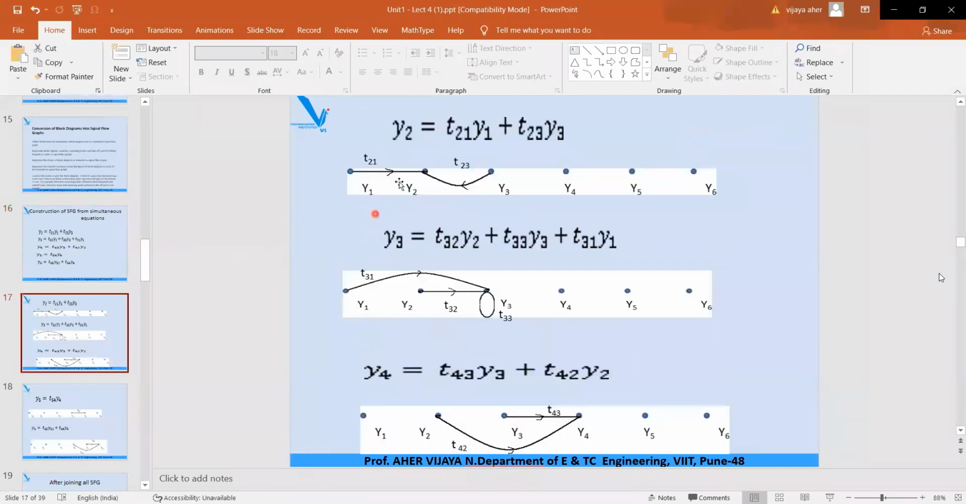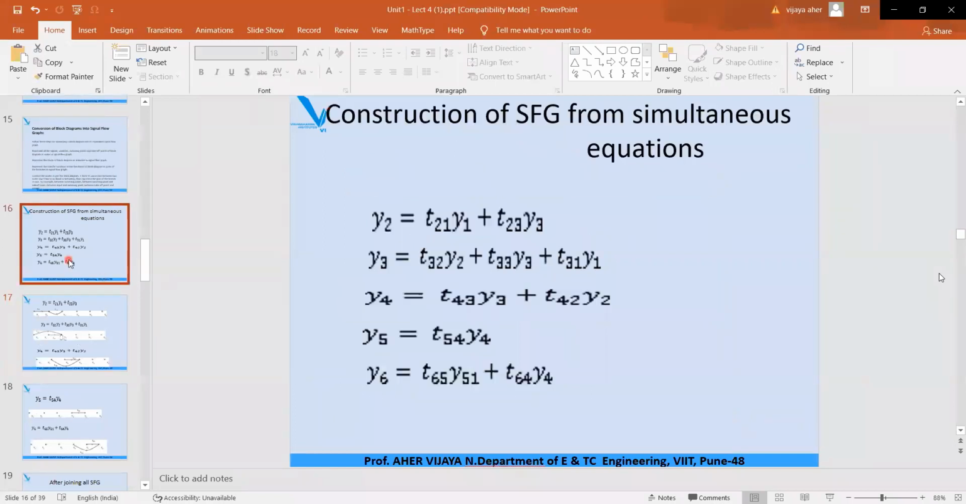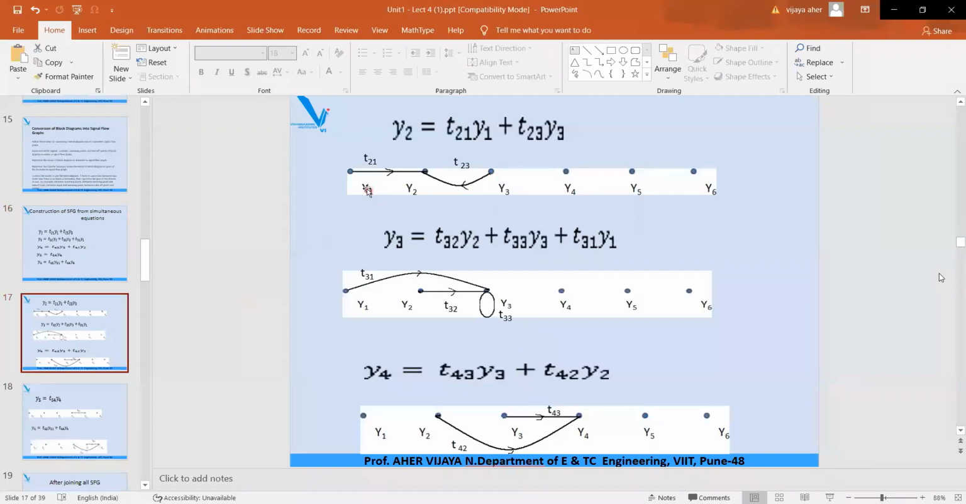नाव take first simultaneous equation y2 is equal to t21 y1 plus t23 y3. So I am having 6 nodes. इथे आपल्याला किती नोड्स आहेत 6 nodes starting from y1 y2 3 4 5 6. So 6 nodes I have taken y1 y2 y3 y4 y5 and y6. Now consider first simultaneous equation y2 is equal to t21 y1 plus t23 y3.